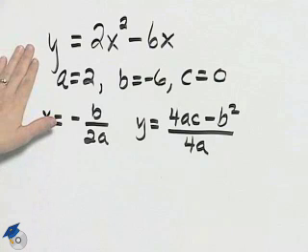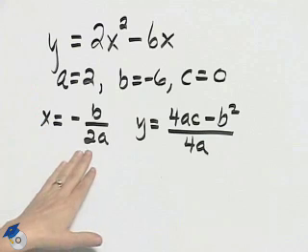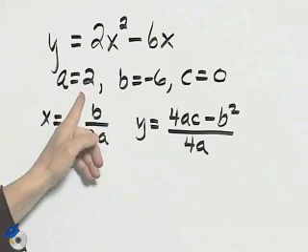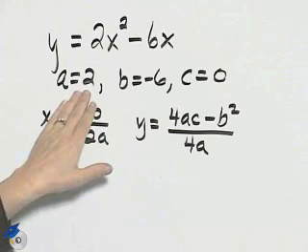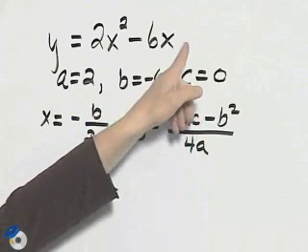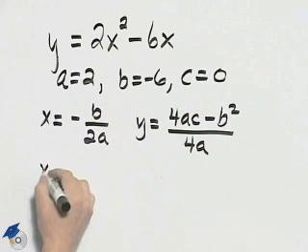To graph this parabola, we need to find the coordinates of the vertex of the parabola. We'll use these formulas for those coordinates, x and y. We need a, b, and c to do that, so we find that a is 2, b is -6, and c is 0 because you notice there is not a constant term. So I'll use these values to find x and y.